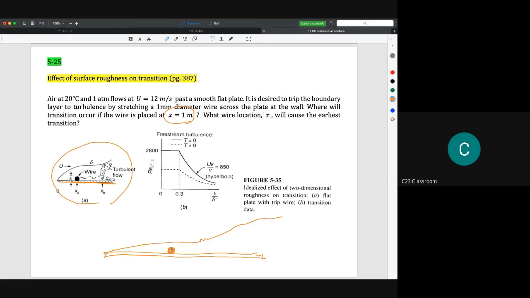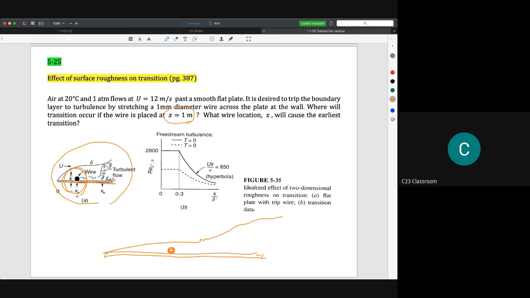We need to know the transition. Why? Because if we put the trip wire after the turbulent region, nothing happens because the turbulence has already happened. Then we have a value of k here. The value of k is the height of the wire. Because the wire is circular, we could take it as the diameter. But the idea is the height of the disturbance.